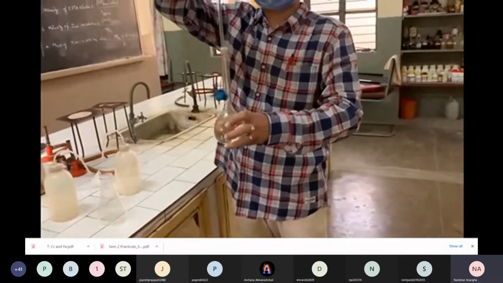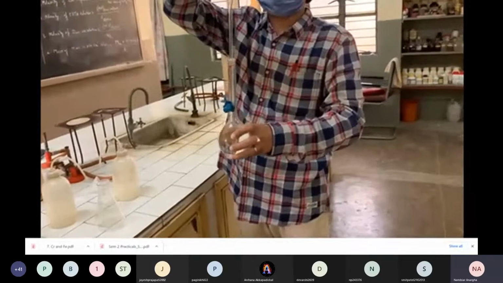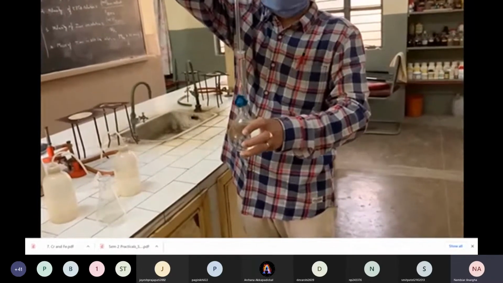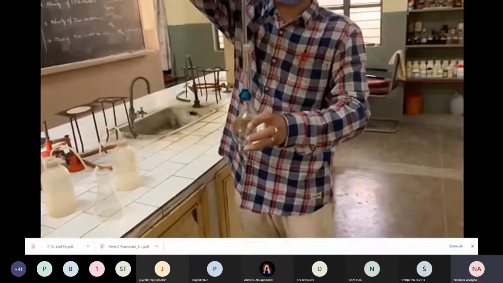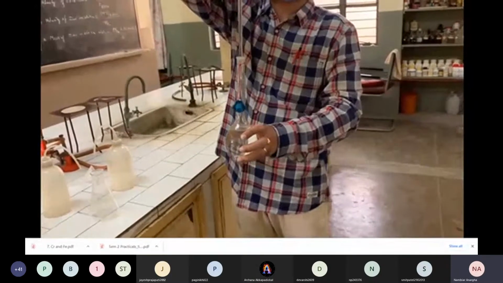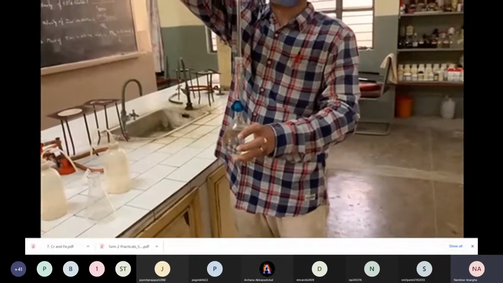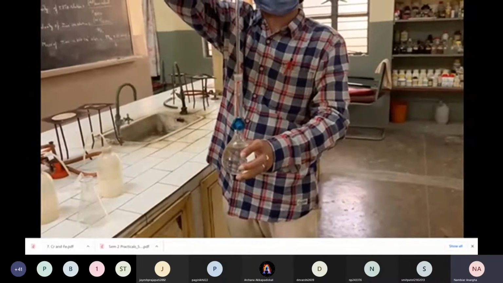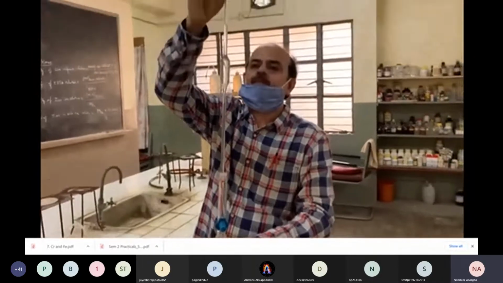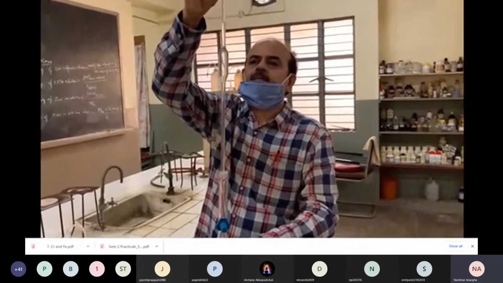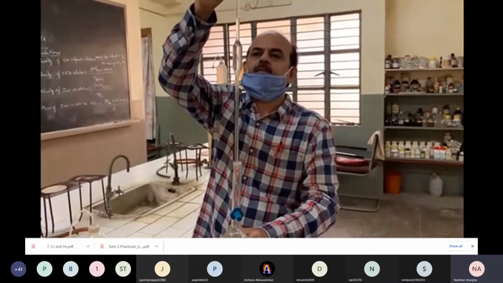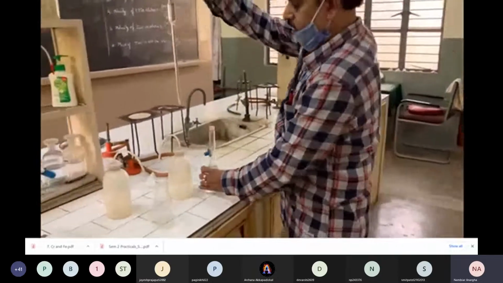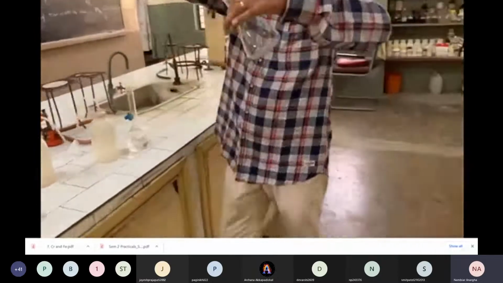Right. So use this finger. Which finger? You can see there. Hold it tightly. Remove the pipette outside the level of solution, and slowly release the finger so that it goes down and reaches the mark. So now it is ready. I will transfer it into the conical flask.